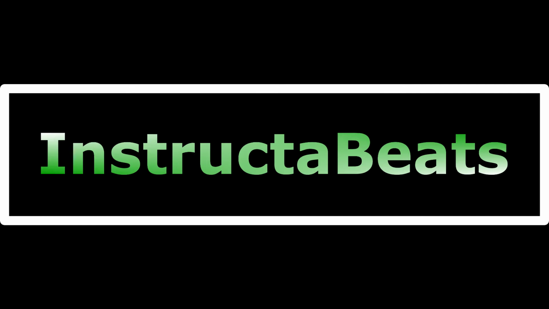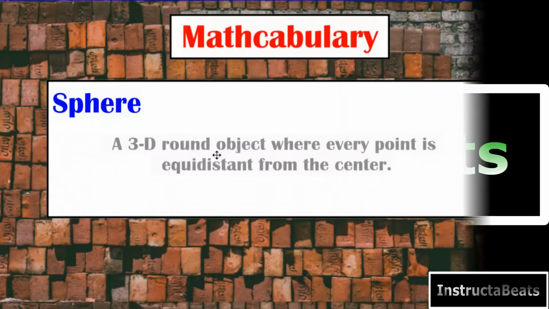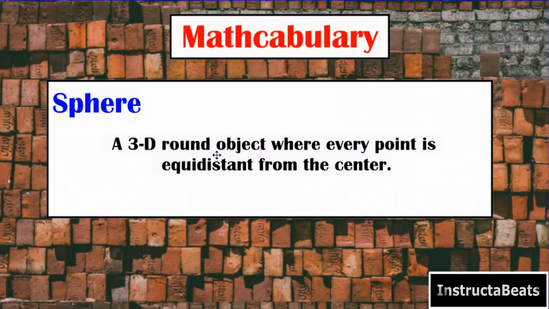So first of all, let's talk about a sphere. A sphere is a 3D round object where every point is equidistant from the center. Okay, and equidistant just means the same. And so basically it's a 3D circle, right? Every point, it's a perfect ball. Every point is the same distance no matter where you're at on the sphere. It is the same from the middle of the sphere to that point.